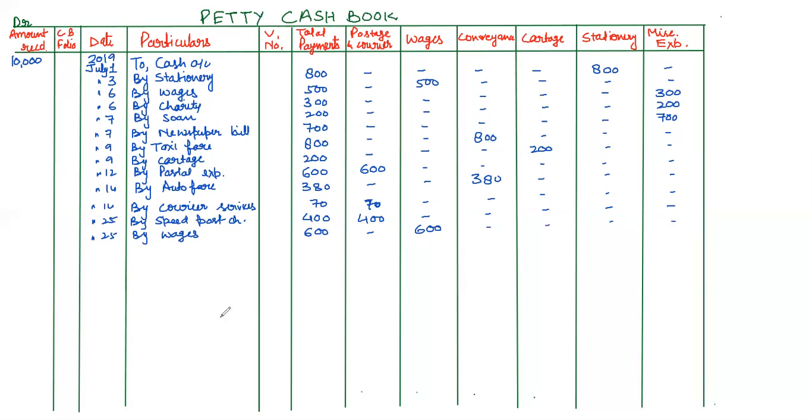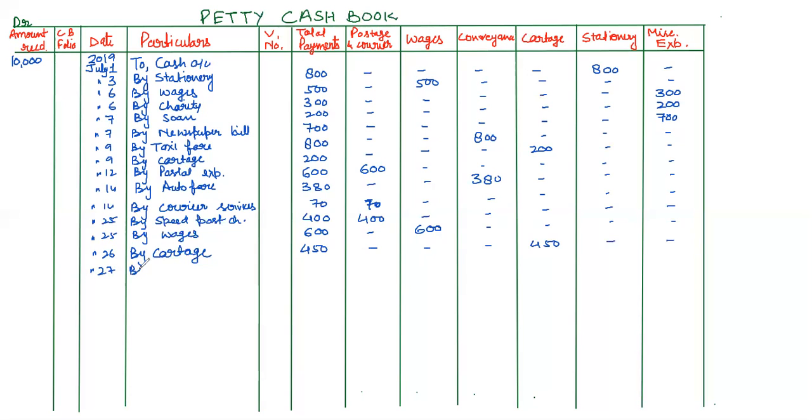And after this, on 26, paid cartage. So by cartage, 450 will come in the total payment column, as well as in the separate column for this, 450. So very simply we can prepare petty cash book. Petty cash book is very simple as compared to double column cash book.